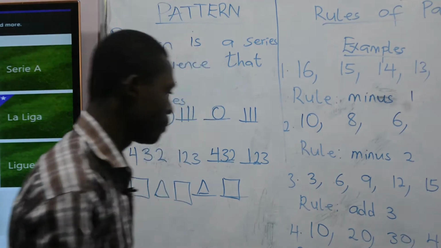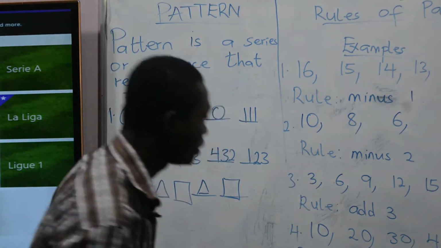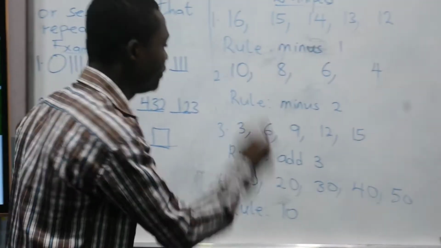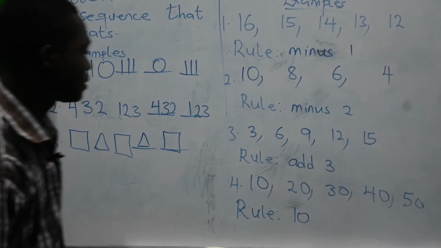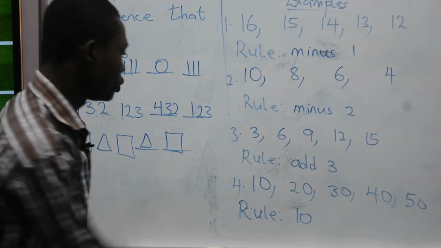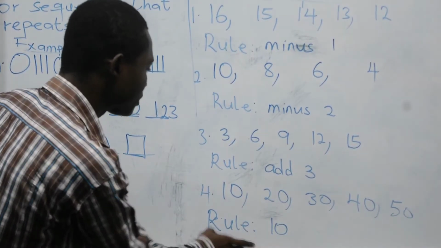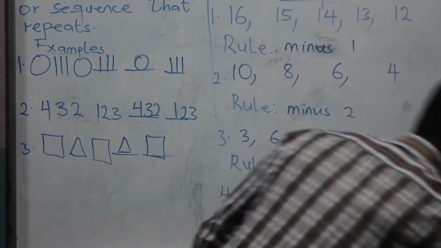Number 4. We have 10, 20, 30, 40, 50. Let's look at the rule. So the rule here is just add 10.